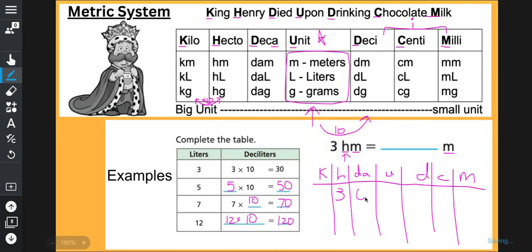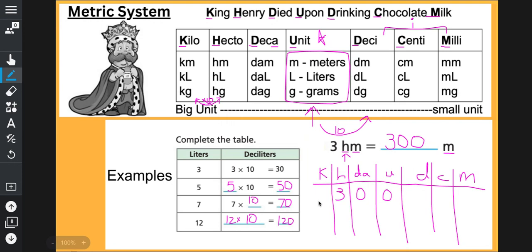What I can do is just fill in with holes or zeros and fill in my empty spaces with those 0 placeholders. So I get 300. So if I have 3 hectometers, I get 300 meters. And that should have been hectometers, not hectoliters, sorry. So what we did was the 3 times 100 to get us to the 300.